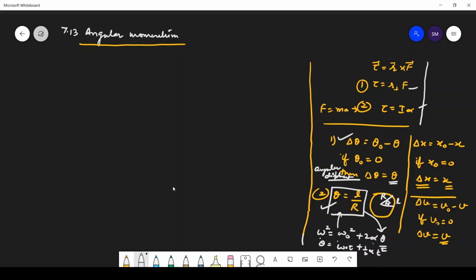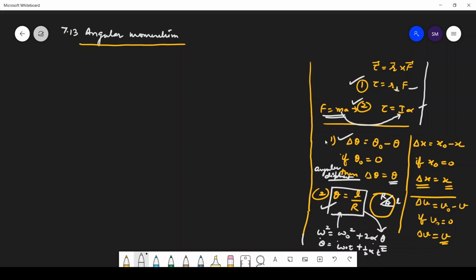So what we have understood is that for torque we have two formulas. The magnitude of torque is r perpendicular into F, and like we have F is equal to ma, so torque is equal to, in place of m I have I, moment of inertia, into angular acceleration.